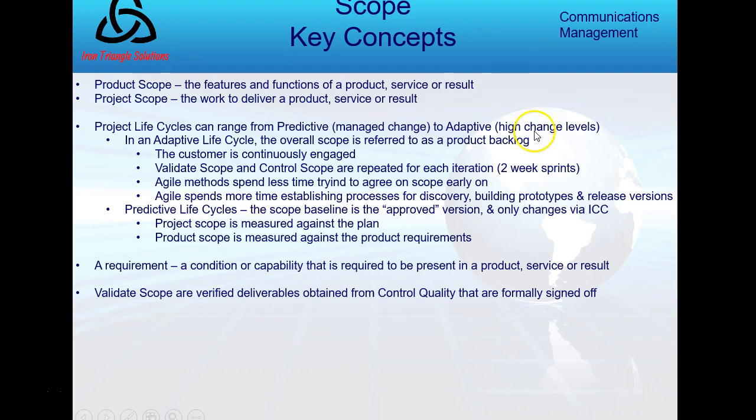Okay. Validate scope uses verified deliverables obtained from control quality, and these are formally signed off. The project management plan is an input to validate scope because it's going to provide us with the other things like the scope baseline, which is going to give me the work breakdown structure, the work breakdown structure dictionary, and the scope statement that I need. This is what I'm validating with the customer to gain their formal acceptance or to end up with change requests.